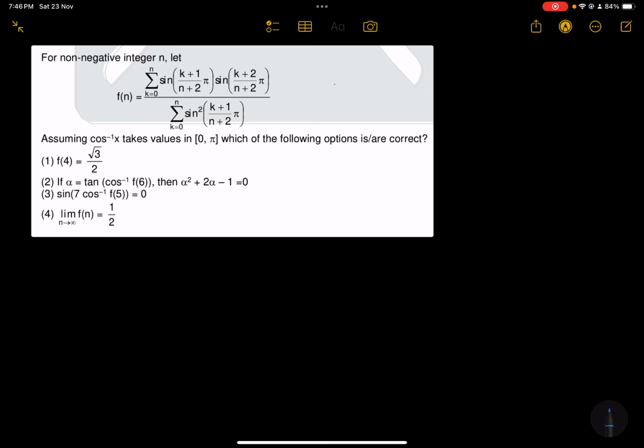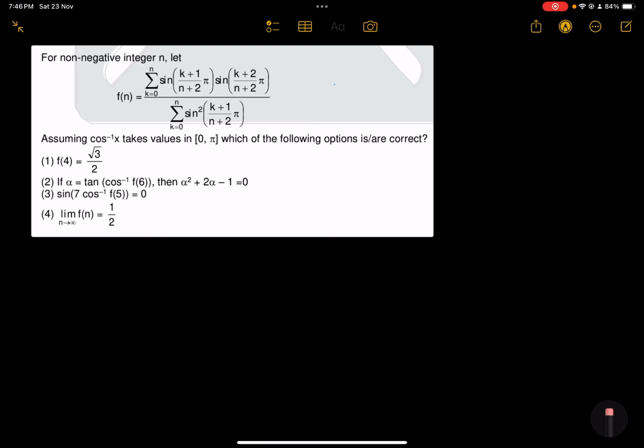Just by the look of this question, it looks very overwhelming with a lot of summations involved and a lot of ratios, and even the angles are not simple. There is a number k, a number n, a lot of things involved, and we have to calculate a lot of things from the options. So this question looks very gigantic, and it is indeed a difficult question.